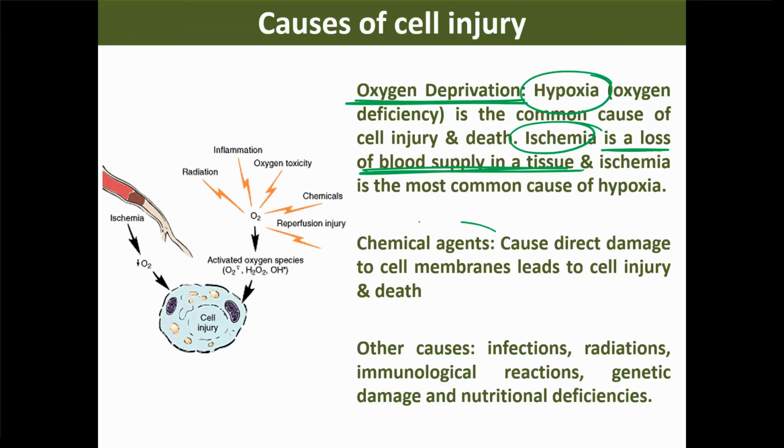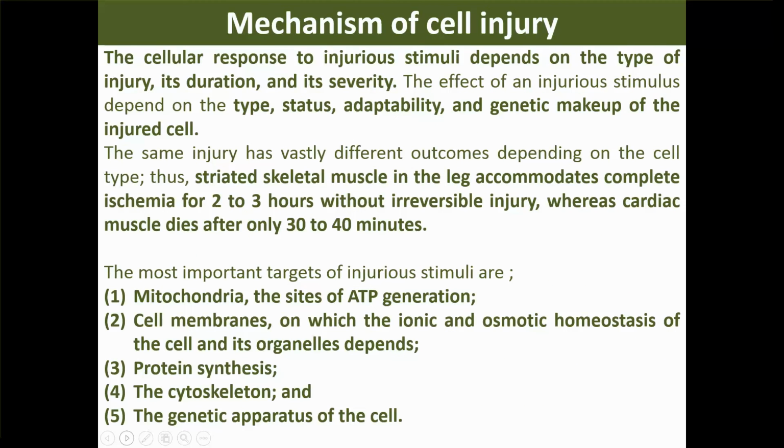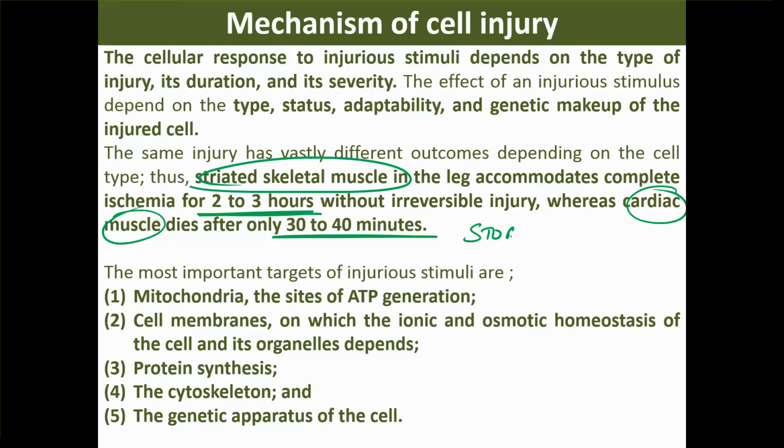There are some chemical agents which can directly damage the cell membrane, leading to cell injury and cell death. Some cells die immediately, some cells take 3 hours to die, for example skeletal muscle cells. Some cells die after 30 to 40 minutes, for example cardiac muscle cells, because of their storage capacity.